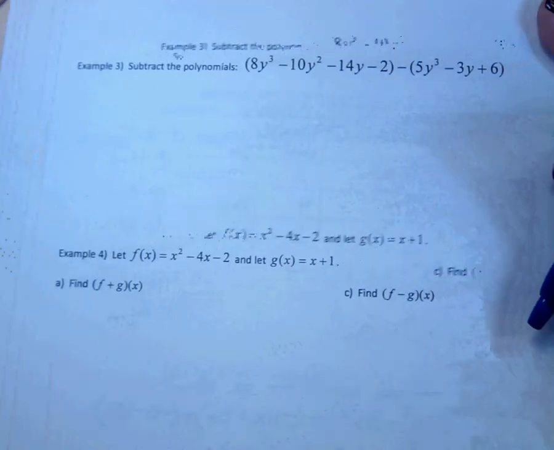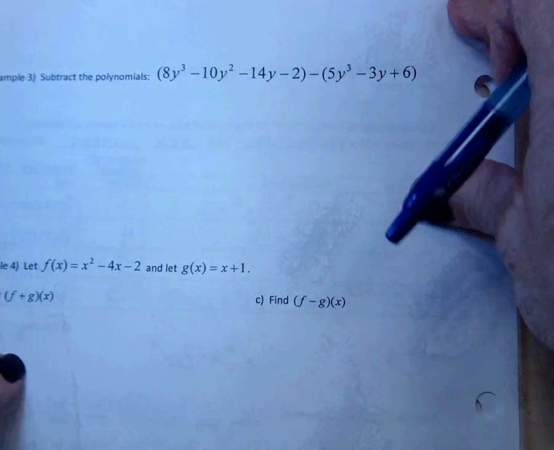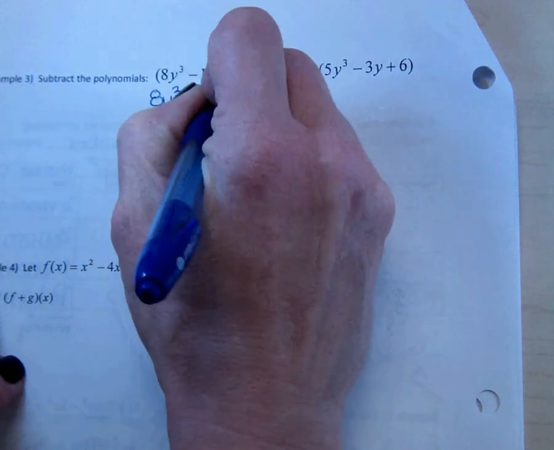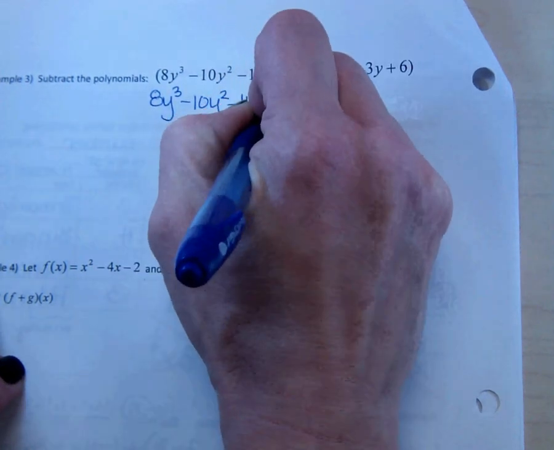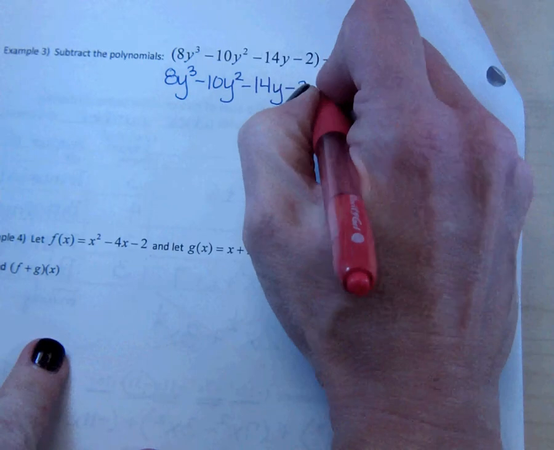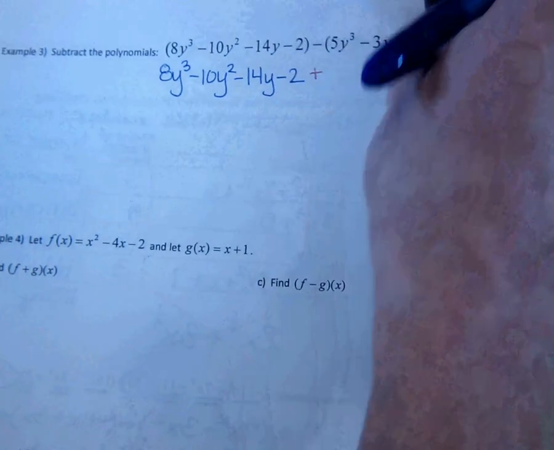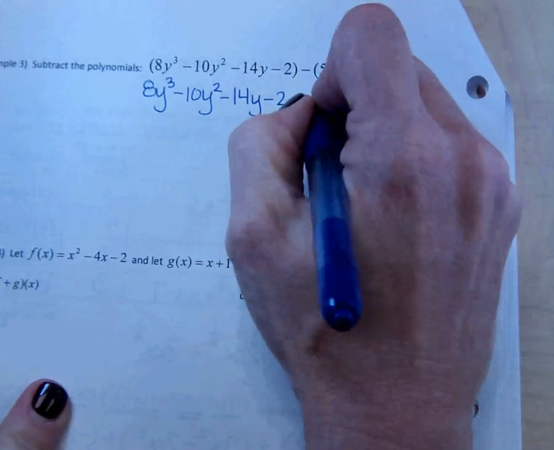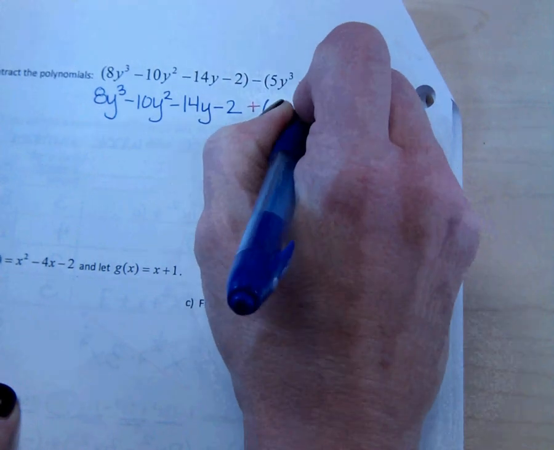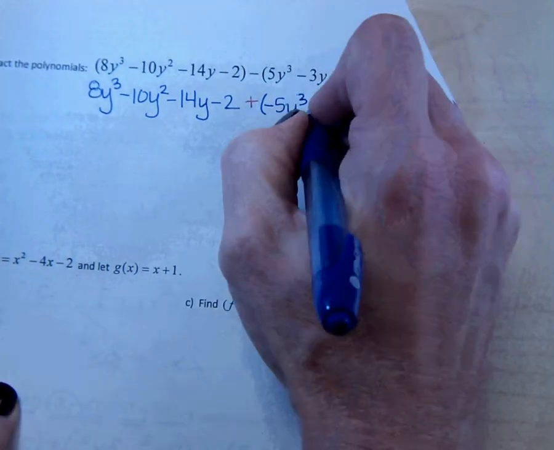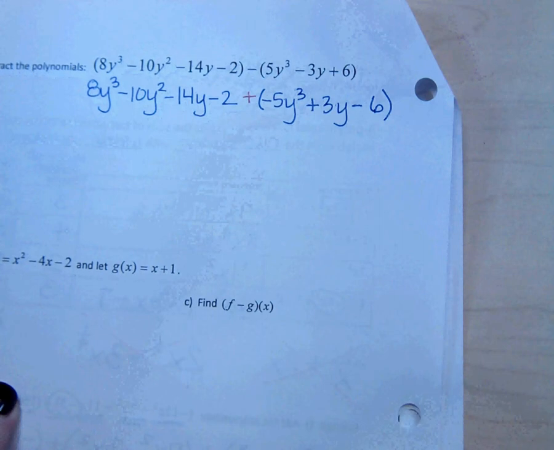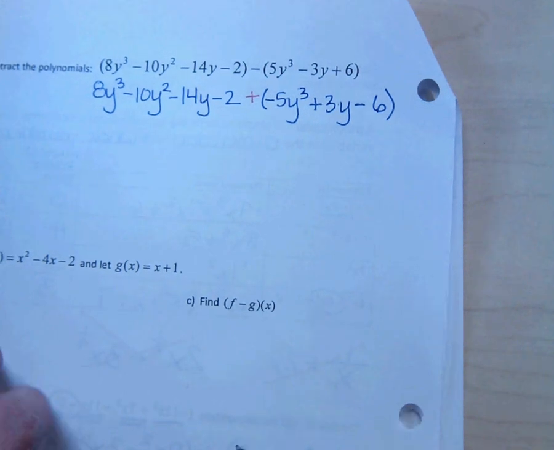Again, this is another subtraction problem. So the first thing I'm going to do is distribute that negative sign, which is going to make everything become its opposite. So the first parenthesis stays the same. This becomes plus, and then that becomes the opposite of everything inside the parentheses. So that's going to become negative 5y cubed plus 3y minus 6. Now I can combine like terms.